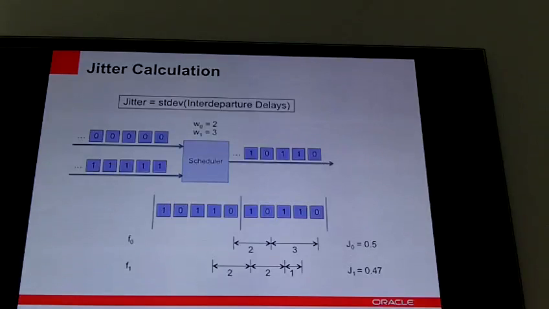So the jitter expressed as a standard deviation of the interdeparture delays means that the lower the value, the less jitter, the closer we get to equally spaced packets.